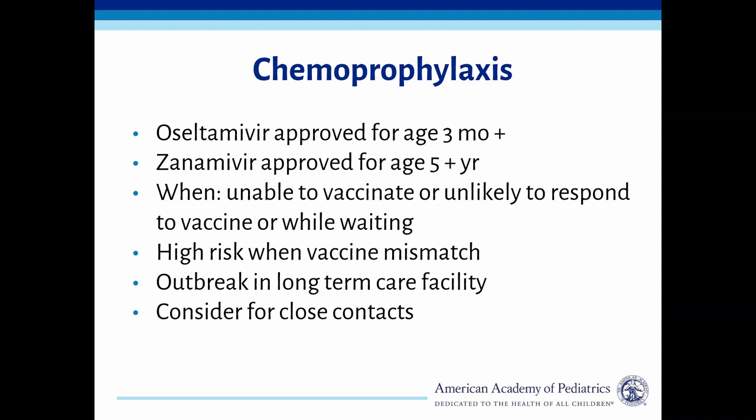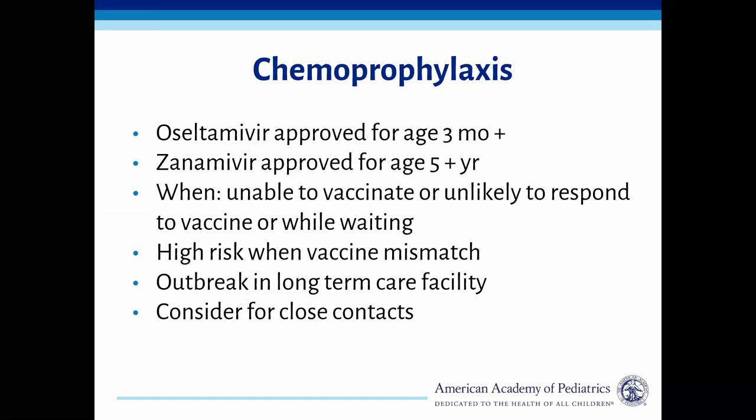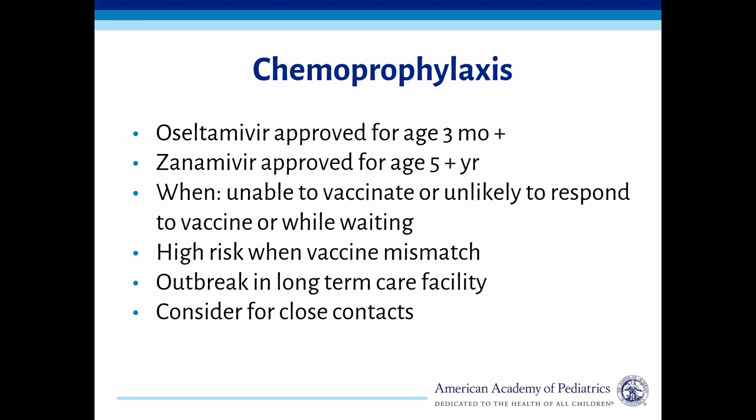Chemoprophylaxis is giving the antiviral to someone who's been exposed. Oseltamivir is approved for this use in people over 3 months of age. Zanamivir is approved for ages 5 and above. And when would you use it? You'd use it in patients who you're unable to vaccinate or you don't think they'll respond, or while you're waiting for a response. You might use it in a scenario where there's a high-risk patient and it's a vaccine mismatch.